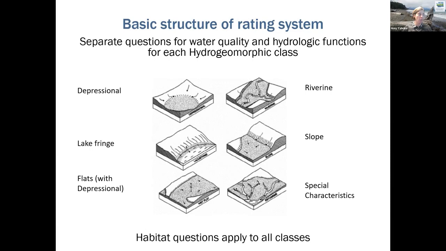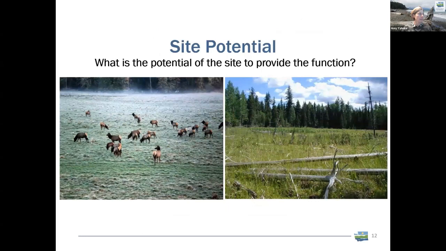We use the same form across the hydrogeomorphic types to rate habitat functions. So we do all 3 of the ratings: water quality, hydrology, and habitat. So let's talk about each aspect of function in a bit more detail.